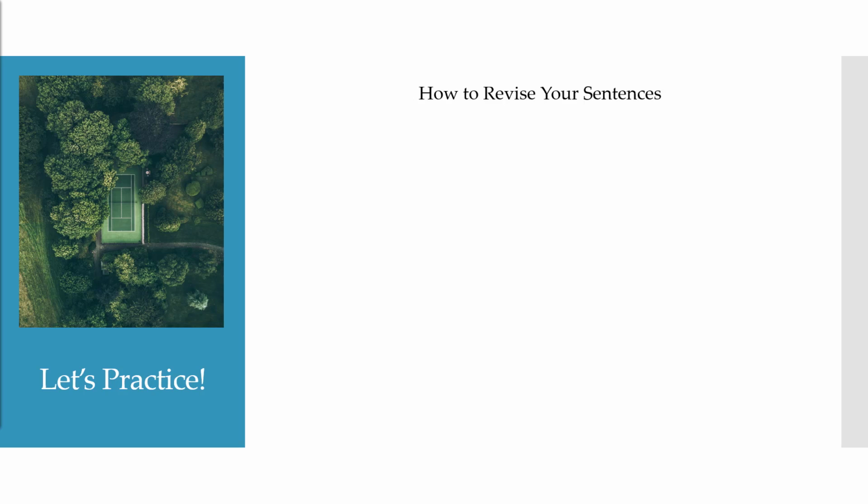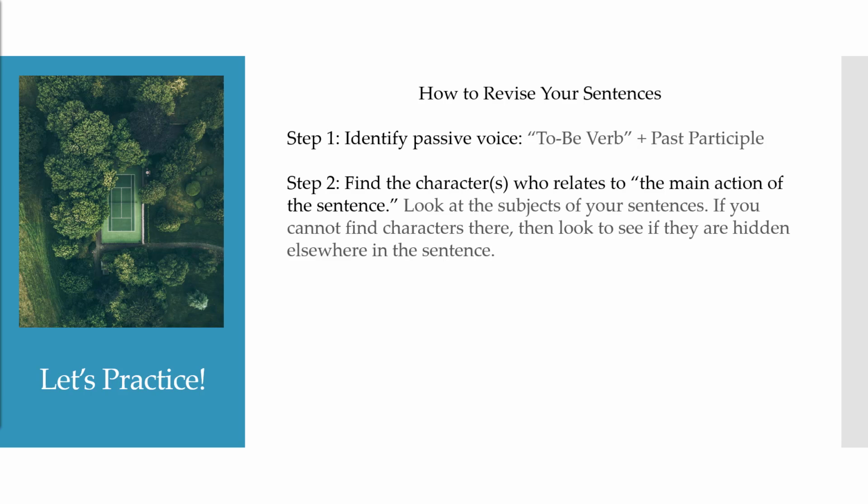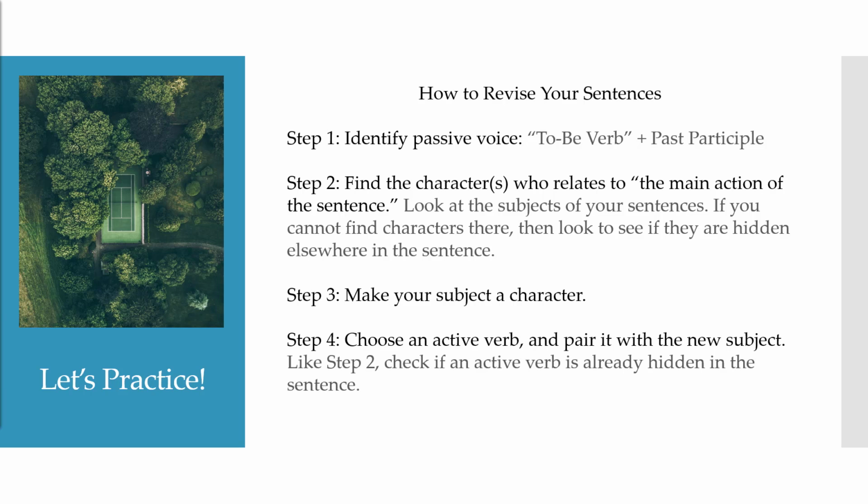Let's practice how to revise your sentences. Step 1. Identify passive voice. These include to-be verbs and the past participle. Step 2. Find the character or characters who relate to the main action of the sentence. Look at the subjects of your sentence. If you cannot find characters there, then look to see if they are hidden elsewhere in the sentence. Step 3. Make your subject a character. Step 4. Choose an active verb and pair it with the new subject. Like step 2, check if an active verb is already hidden in the sentence.